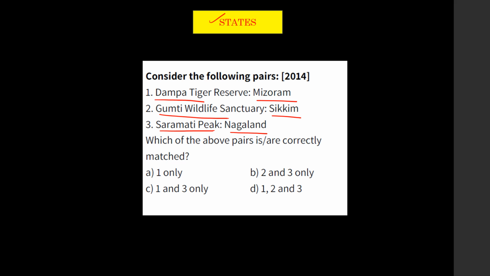So you can see what they are asking: states and tiger reserves, states and wildlife sanctuaries. What you need to do is go through the entire list of tiger reserves in the country, and go through the entire list of wildlife reserves or sanctuaries in the country. Obviously, it is not possible for you to remember all the tiger reserves or all the wildlife sanctuaries. So here my advice to the aspirants will be: focus on current affairs.